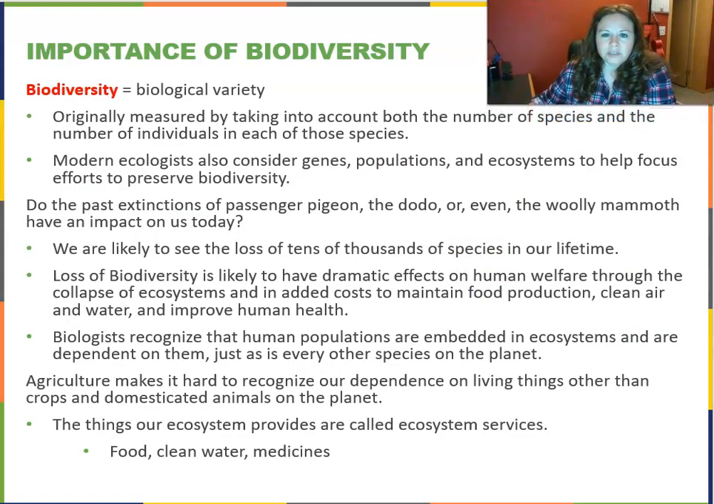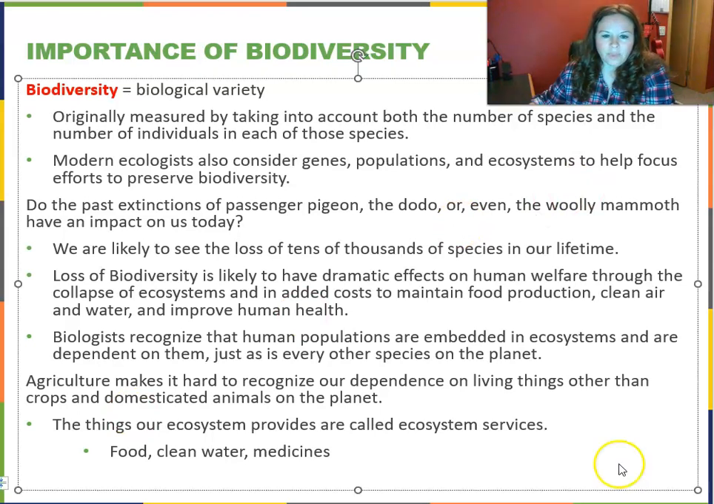So first, let's look at the importance of biodiversity. Biodiversity is biological variety. It's originally measured by taking into account both the number of species and the number of individuals in each of those species. And modern ecologists also consider genes, populations, and ecosystems to help focus their efforts to help preserve biodiversity.